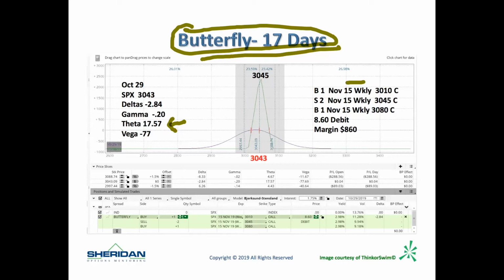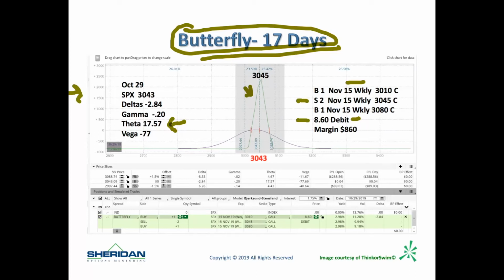But so here's a 17-day butterfly, and this is all calls. I'm doing it for a debit. But you can see here's the profit at expiration. Here's the P&L. So you can see if we stay around, right, we're doing this at the money. We're selling two options. This is just a call butterfly. We're selling two options at the money, right? We like selling at the money options with calendars and butterflies, right?